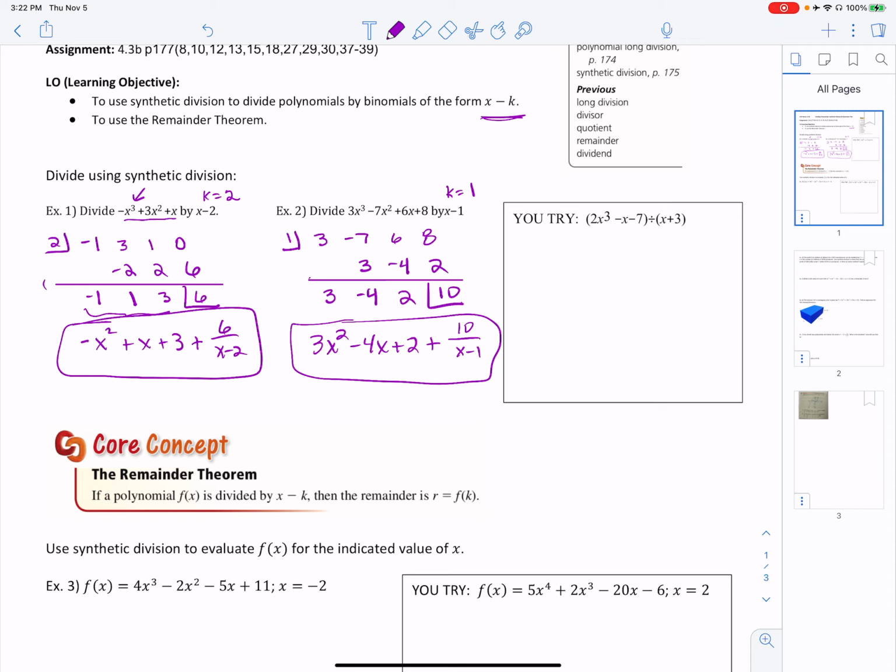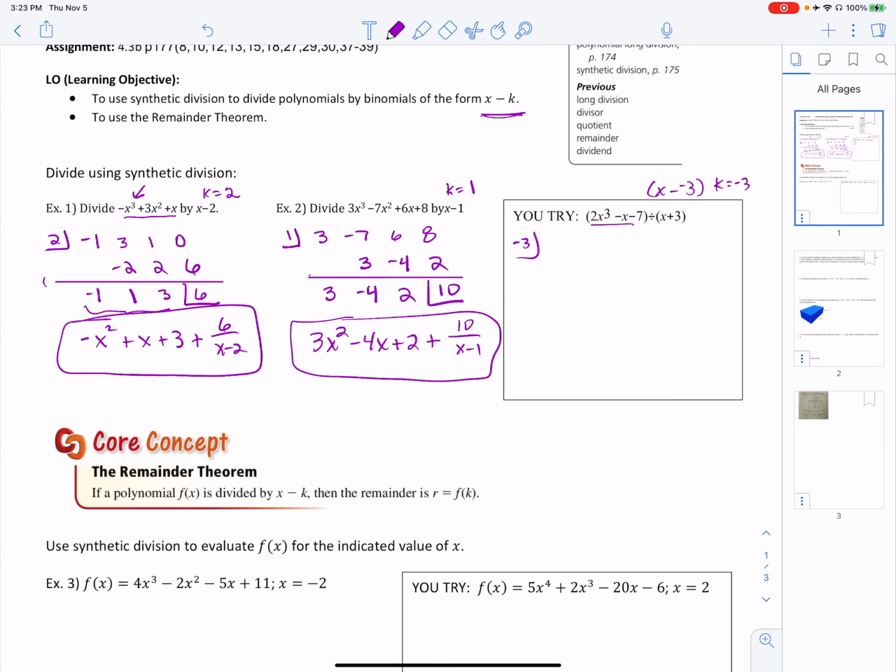Okay, I have a Try It, but I want to talk about the setup for this. This is x plus 3, which we can write as x minus a -3. So k is a -3 in this case, so we would put a -3 out here. And for the polynomial, we need to have every descending power have a placeholder there. So we have a 2x cubed, but there's no x squared term, so we need a 0. This will not work if you don't do that. And then we have the -1 and the -7. So now you can pause the video and go ahead and do that division and see how you do.